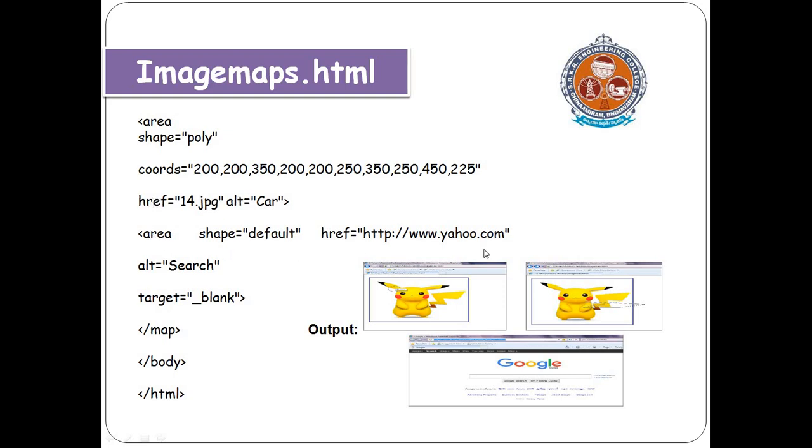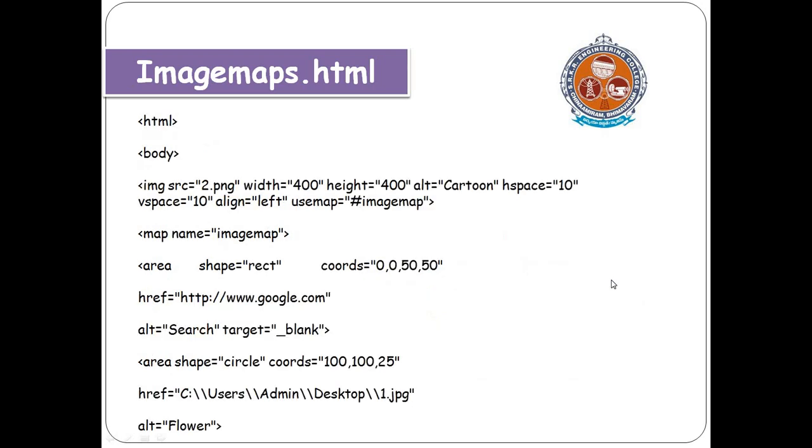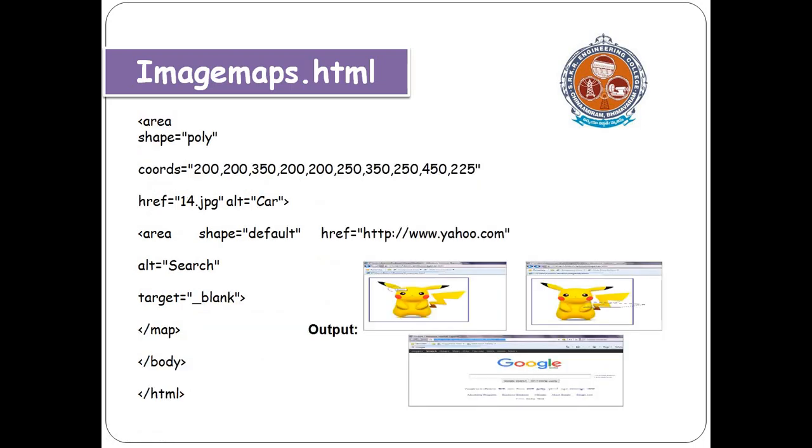Area default, yahoo.com, alt search, target equals blank. So like this the image will work. Whenever you click on this area, automatically this will open. Once you try that, whenever you click on that, Google will open. Similarly, whenever you click on the other area, Yahoo will be displayed. Okay, like this you have to create image maps.